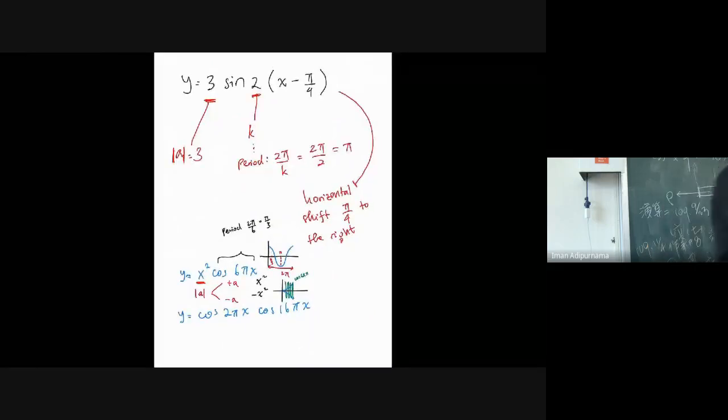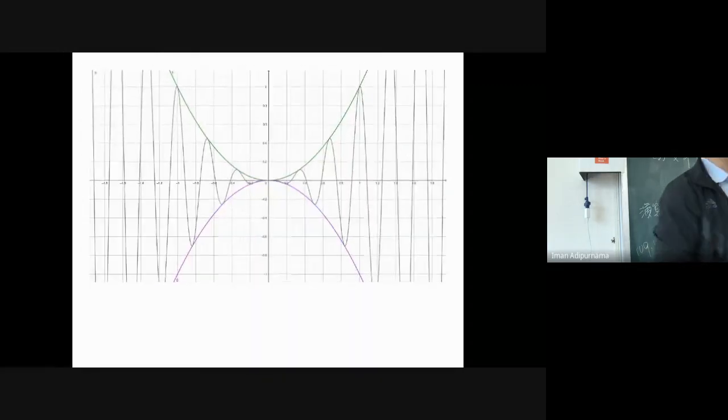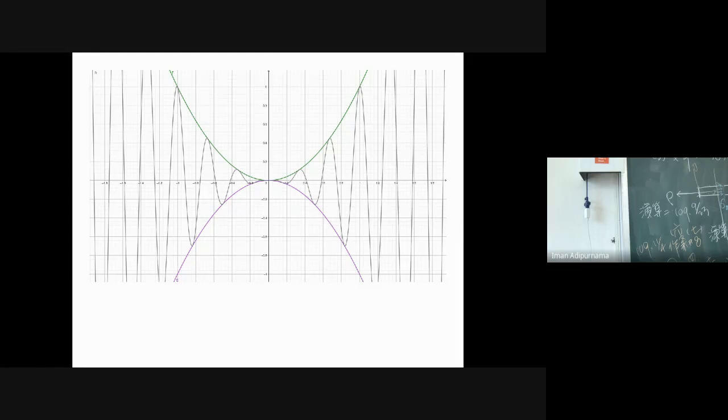And you don't need to be exactly detailed in your drawing. Just illustrate what it looks like. So this is what it looks like. This is the cos 6 pi x. Okay. And the blue and the green one is your amplitude. It's the x squared, and then the negative x squared. Remember, your amplitude should be positive and negative.